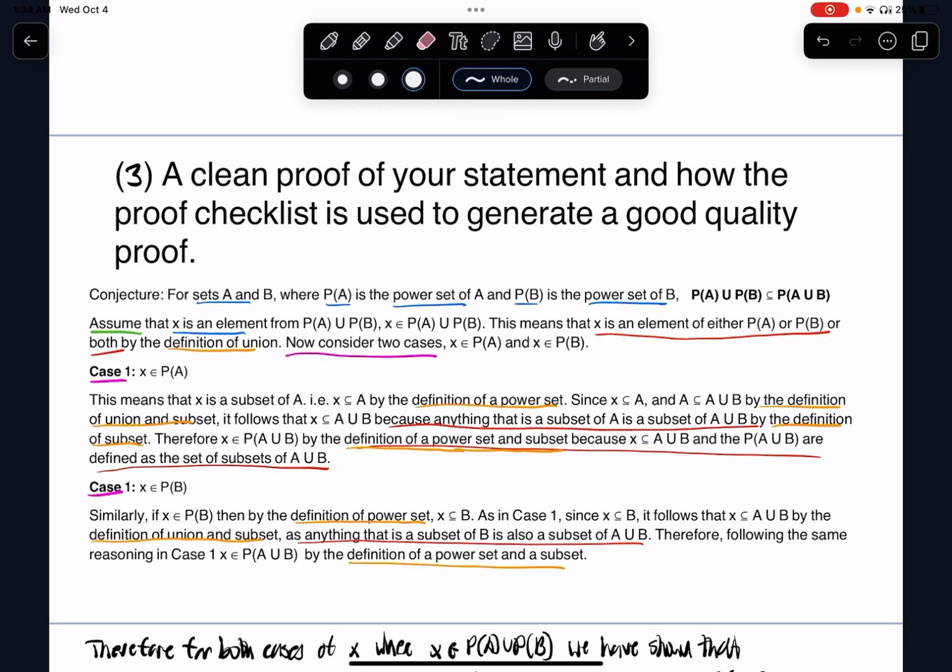This means that X is a subset of A, by definition of power set. Since X is a subset of A, we know that X is a subset of A union B by the definition of union and subset. It follows that X is a subset of A union B, because anything that is a subset of A is a subset of A union B by the definition of subset. Therefore, X is an element of the power set of A union B by the definition of power set and subset, because X is a subset of A union B, and the power set of A union B is defined as the set of subsets of A union B.